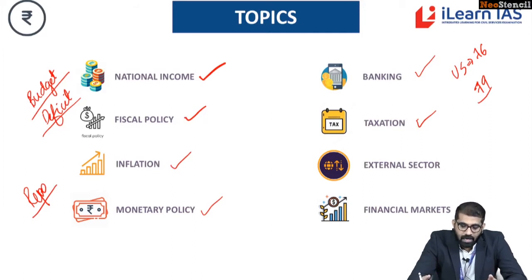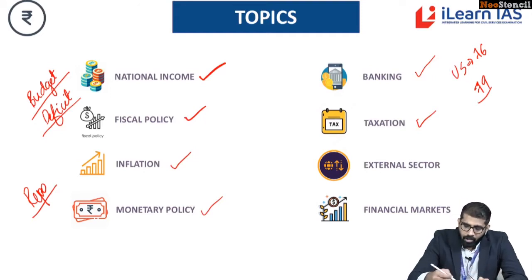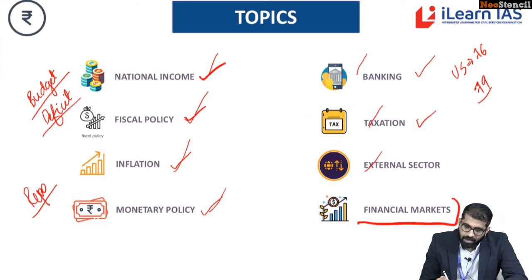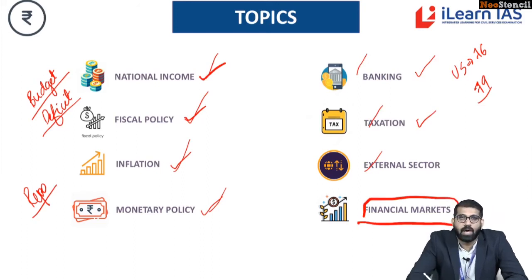So first, when we start, we will be starting with the basic economics, and once you are clear with all these concepts, then we will move on to the economic development part. Clear? So I hope you are able to understand the structure, and I will be covering the chapters in the same order that I have given here. First I will go to national income, then fiscal policy, inflation, monetary policy, banking, taxation, external sector, and finally I will go to the financial market.